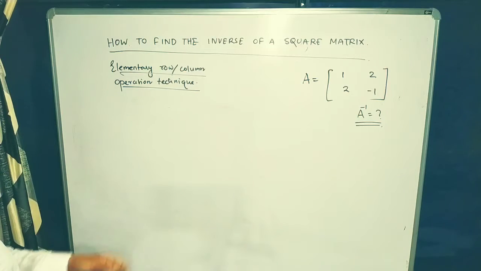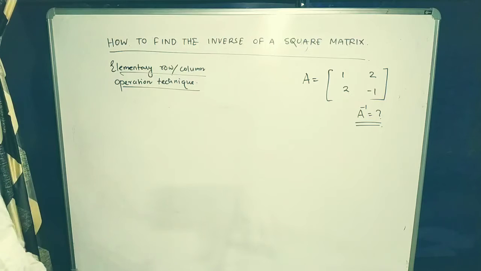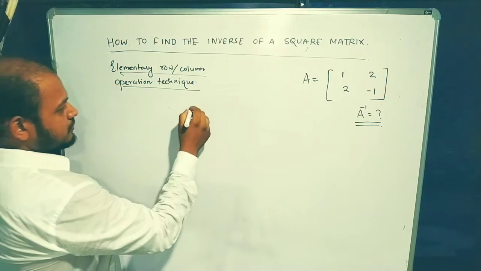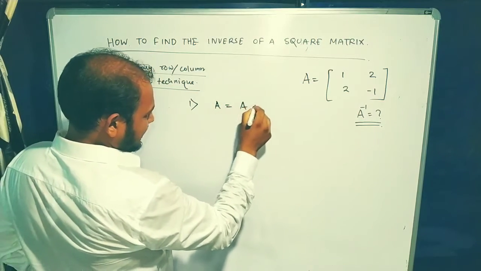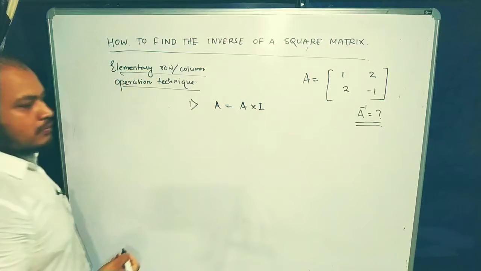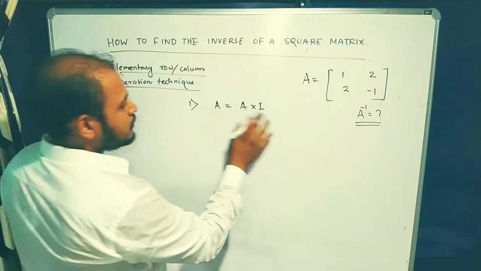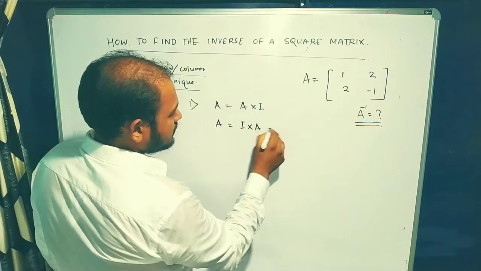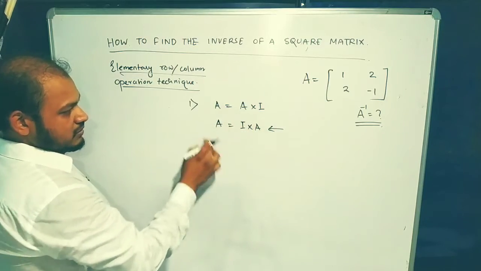Let us try to find the inverse of this matrix using elementary column operations only. For elementary column operation, the first step is to write that A is equal to A into I. So here is a statement to remember. For using only row operation, we will write A is equal to I into A. So we start the inverse of this matrix from this equation, right?